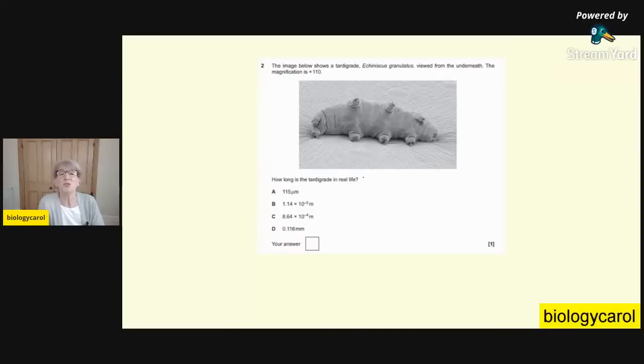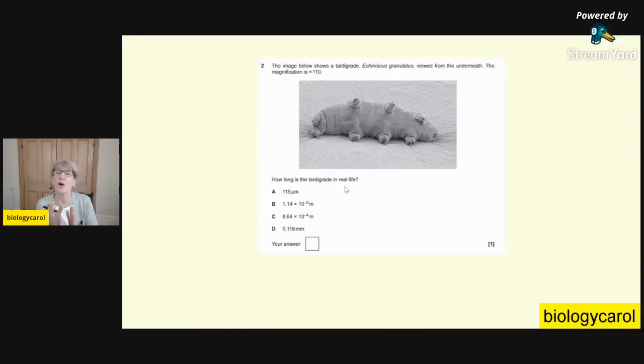The image below shows a tardigrade, the most bizarre organisms. They talk about extremophiles. These things can survive anything: high temperatures, high salinity, radioactivity, the lot. Anyway, moving on. Viewed from underneath, here are its little legs, and the magnification is times 110. How long is the tardigrade in real life? This requires you to have the paper in front of you at an appropriate magnification. You need the paper at the actual size.